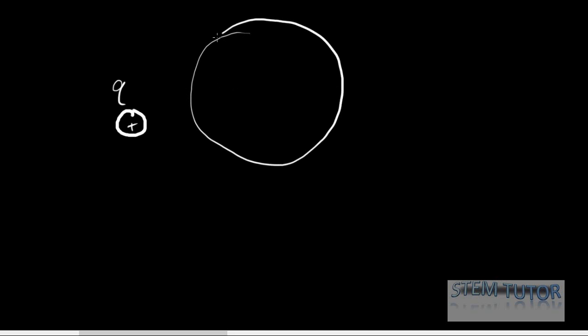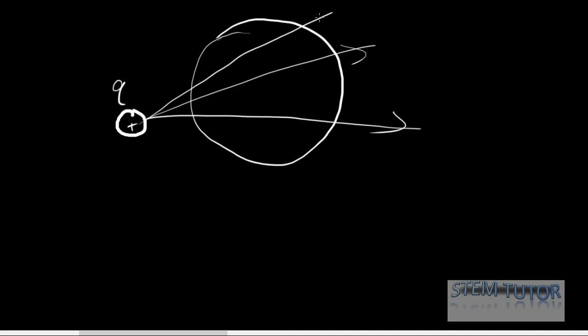Now let's say you have a charge in space, say it's Q, and you have a sphere here. You're going to have electric field lines going through the sphere, and the rest of the pattern is going to look like this, radially away. So then what is the electric flux through the sphere?